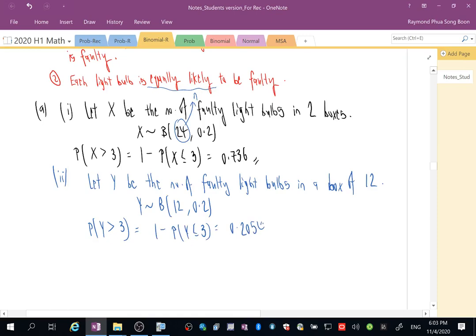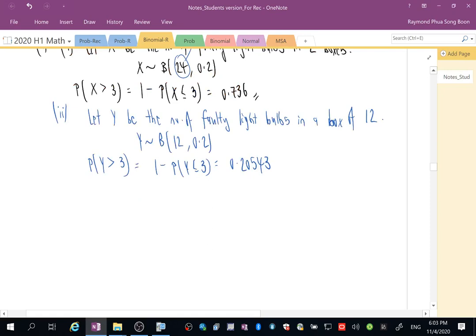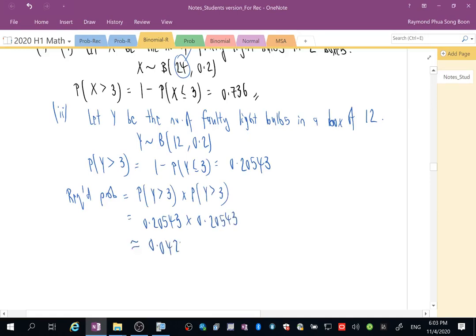Okay, but then what we want to find in part 2 is actually the probability that there's more than 3 light bulbs in each of the two boxes. That means not only in one box, but actually in both boxes. It must satisfy this requirement. So it's probability y greater than 3 times probability y greater than 3. Okay, so it's 0.20543 times 0.20543. Okay, press your GC and round off to 3SF. Okay, you'll be able to get the answer.